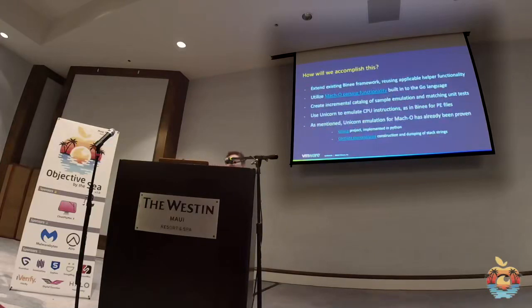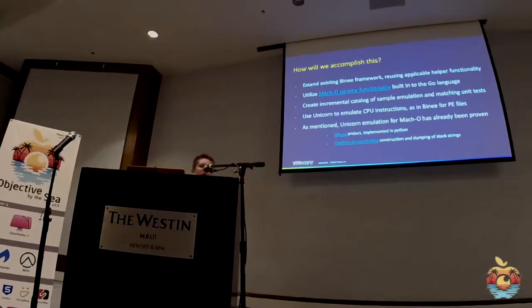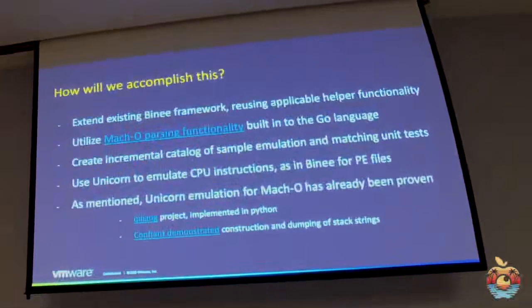So the idea was, we've got this existing framework, right? There are all these functions and helper functionality already built in. This is written in Go, and there's this great debug library that has built-in functionality for parsing Mach-O files. This is great, we get it for free, so it's going to be super easy. We just take the existing code for PE files, basically match that, and do our Unicorn emulation. It's going to be smooth sailing, right?